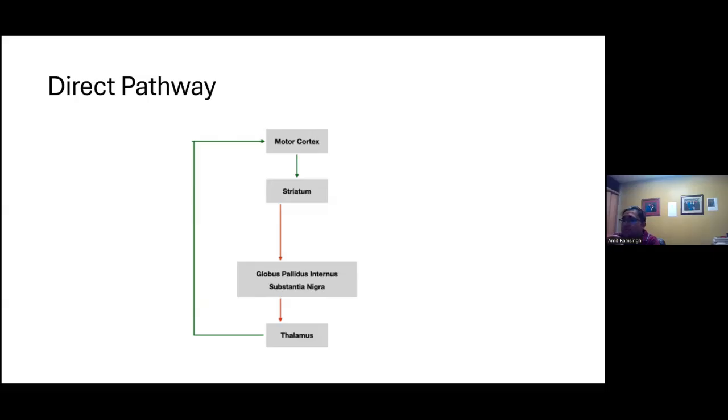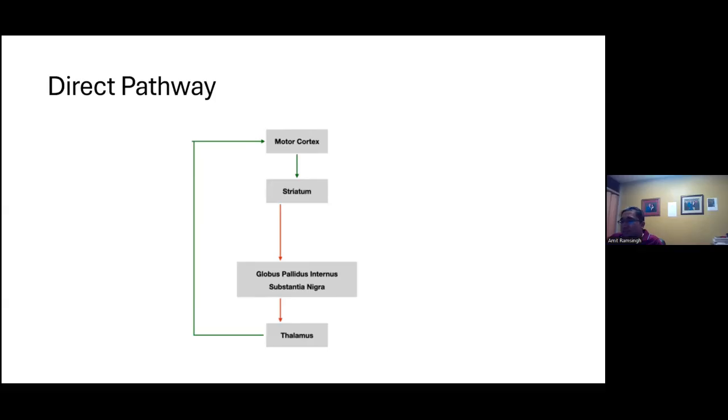So we start at the motor cortex. You have your excitatory fibers that project to the striatum. When the striatum is now activated, the red arrows mean that they activate GABAergic or inhibitory fibers now to the globus pallidus and the substantia nigra.